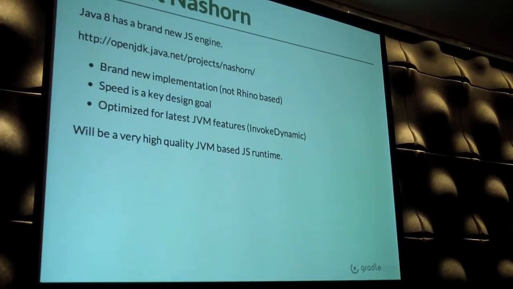So Nashorn is trying to be a competitor to V8 for a very fast, modern JavaScript runtime. And it's going to be embedded in Java 8. So that means we will have, on the JVM, a very, very good, high-quality Java-based runtime. I think Node.js on the JVM won't be far behind this. A very good implementation of it.